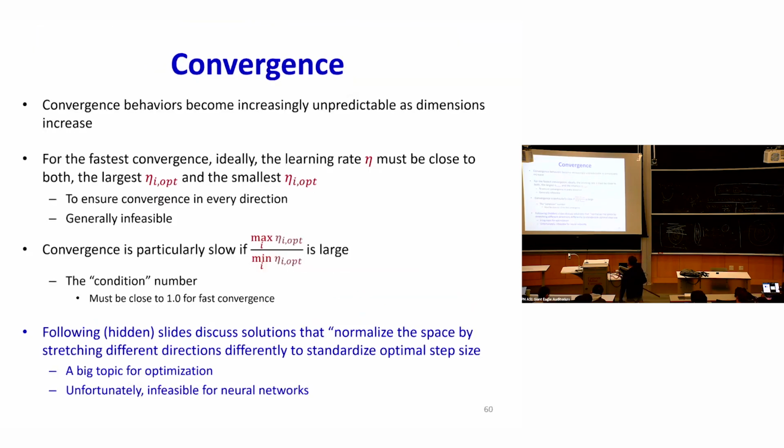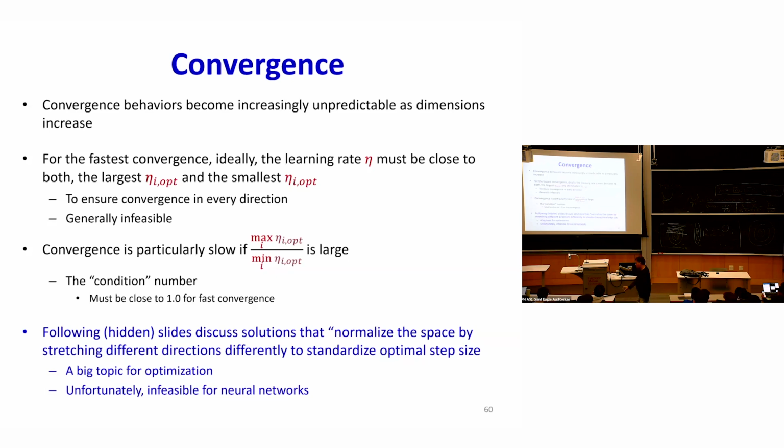So here's what happens. Convergence behaviors become increasingly unpredictable as the number of dimensions increase, because as the number of dimensions increase, you really have no idea of what the different curvatures are. And for the fastest convergence, ideally the learning rate must be close to both. Ideally, the curvature will be very similar in all directions. And so for the fastest learning, to get to the optimum very fast, you want the step size to be closest to both the largest optimal step size and the smallest optimal step size. This can only happen if the two are very similar, right?